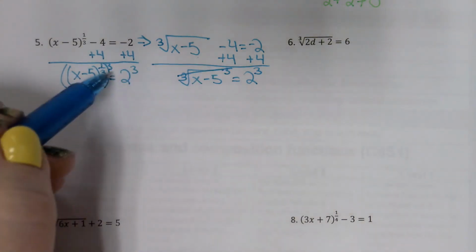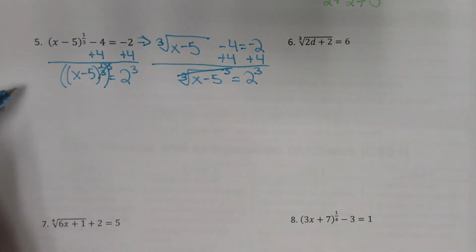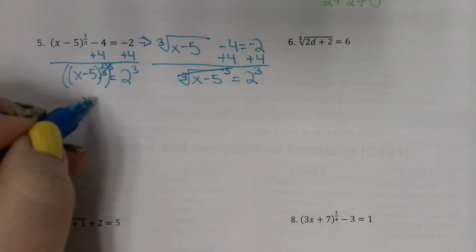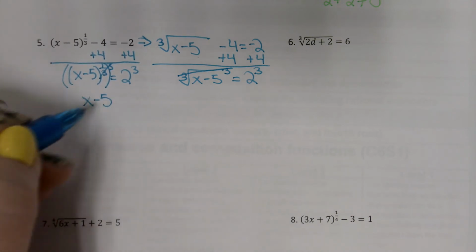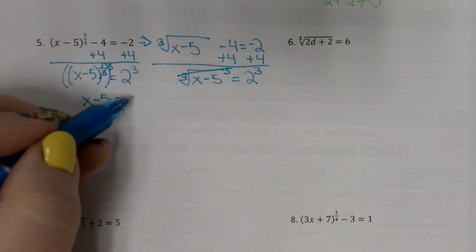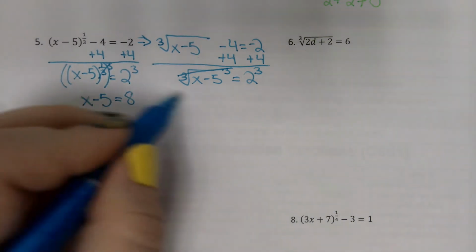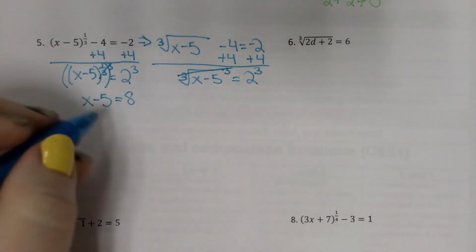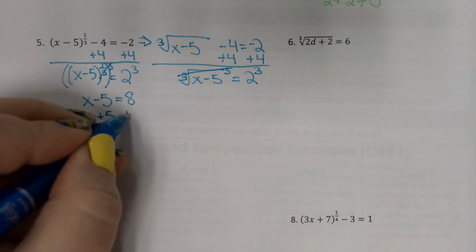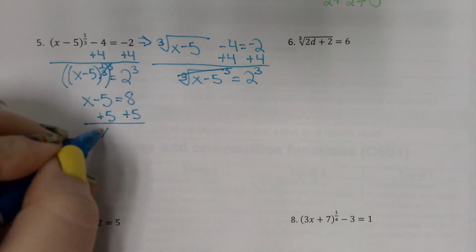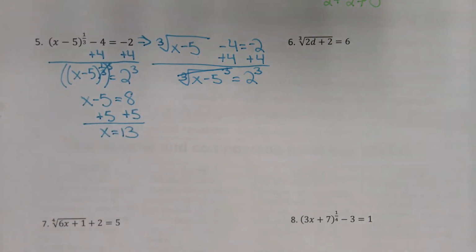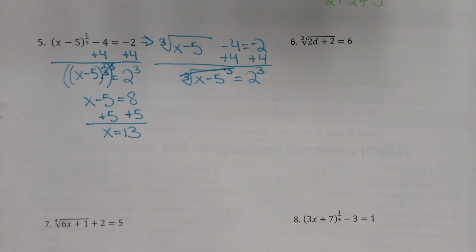Cancels out the radical or cancels out the denominator and leaves us with x minus 5 equals 2 to the 3rd, no matter which way you did it. So we'll add 5 to both sides, and we get that x is 13. Check and see if that's extraneous.